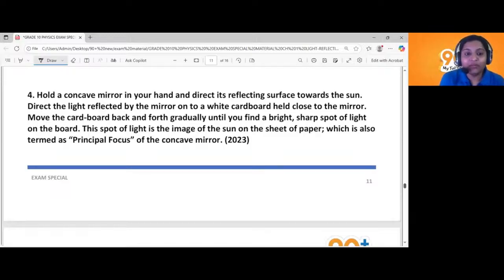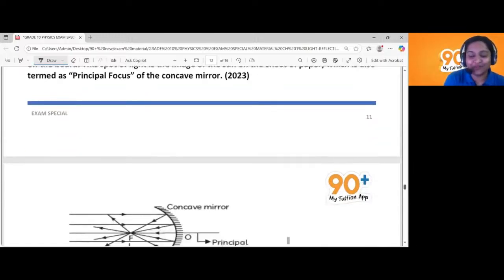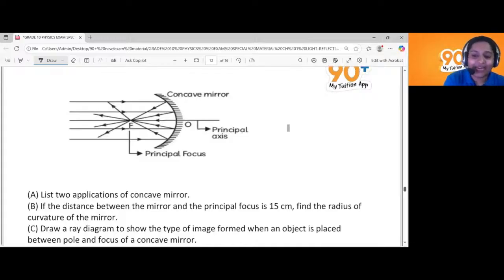Hold a concave mirror in your hand and direct its reflecting surface towards the sun. Direct the light reflected by the mirror onto a white cardboard held close to the mirror. Move the cardboard back and forth gradually until you find a bright, sharp spot of light on the board. The spot of light is the image of the sun on the sheet of paper, which is also termed the principal focus of the concave mirror. Don't be afraid after seeing this kind of paragraph. The questions will be very easy.